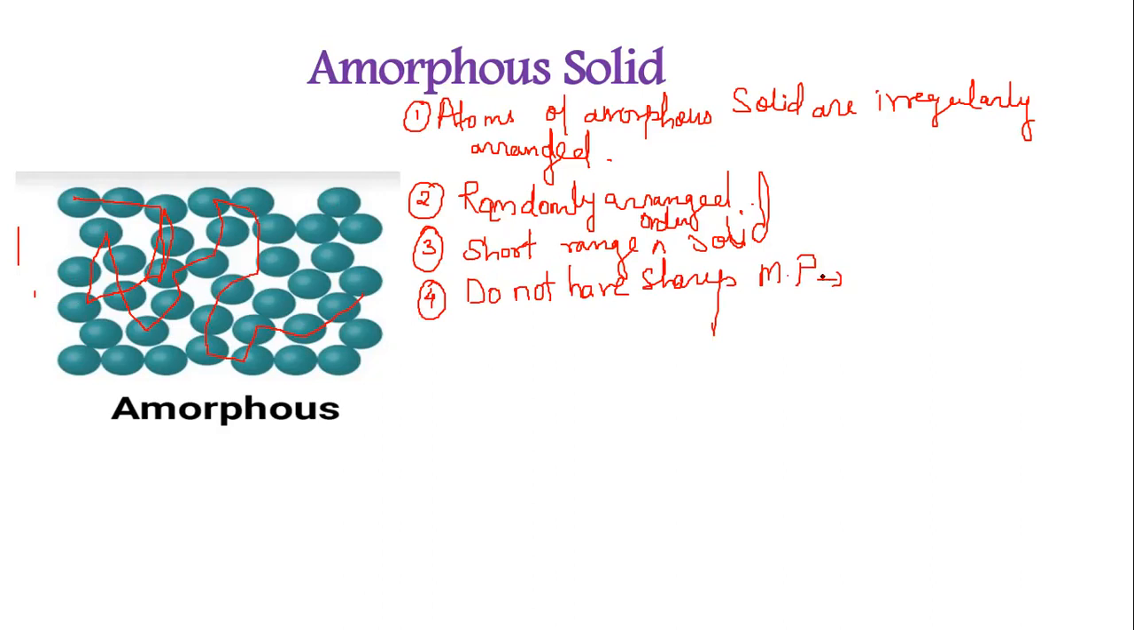They melt gradually over a temperature interval. They are also isotropic in nature. Now, isotropic is the opposite of anisotropic. Different direction, but property is same.